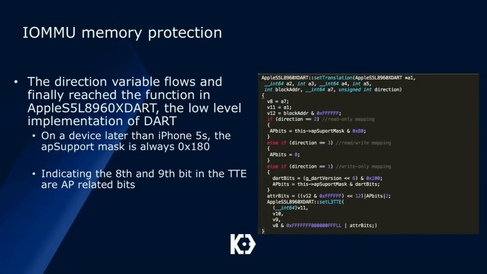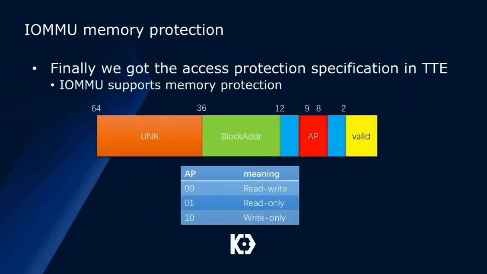And this variable finally reaches the lower-level implementation, where a function called set translation is reached. From the code logic here, we can clearly see that the 8th and 9th bits in the TTE entry are AP-related bits. So finally, we got the access protection specification in TTE for IOMMU on iOS. Here, the red part is the AP bits, and 00 stands for read and write, 01 read only, and 10 write only.